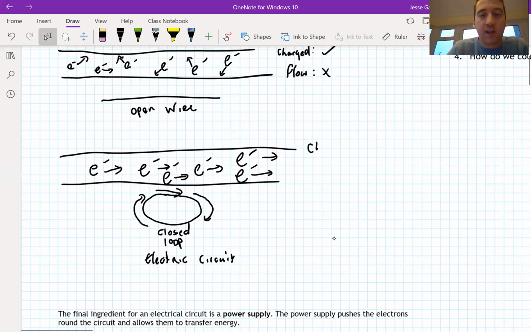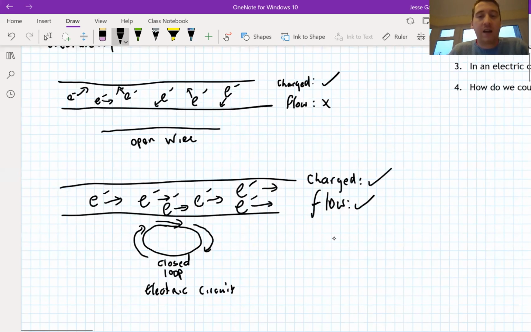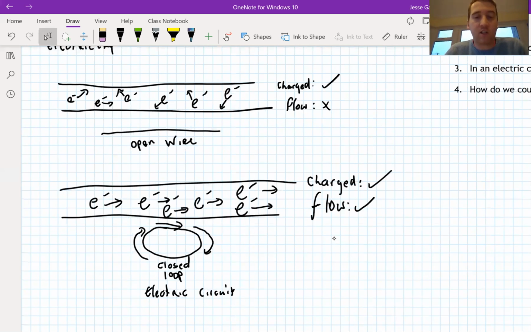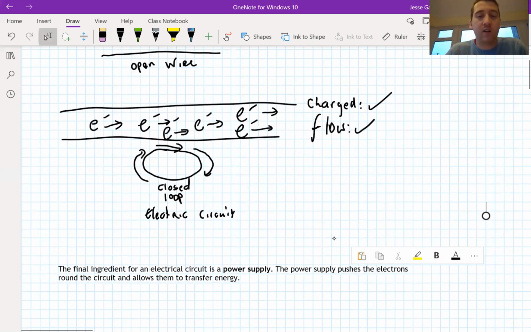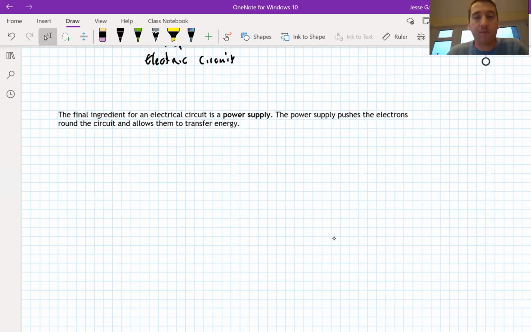So now we have particles which are charged, which is what we're interested in. We have these charged electrons, and they are able to flow. So they are charged and they can flow. Now we have the conditions necessary to generate an electric current. We're not quite there yet though. The final ingredient for an electrical circuit is a power supply.